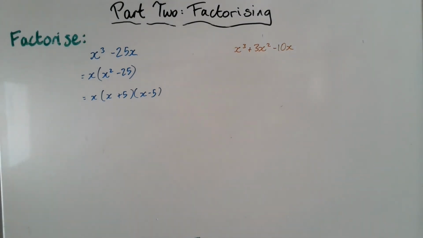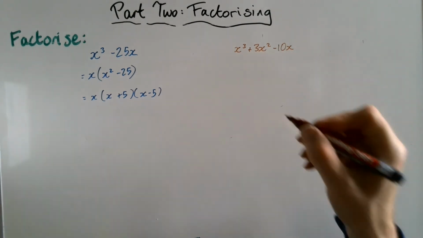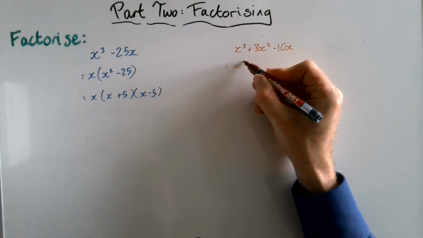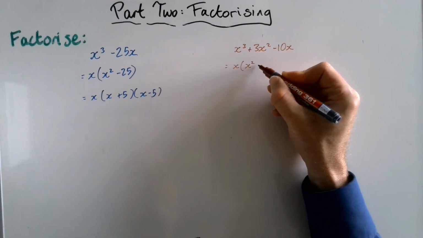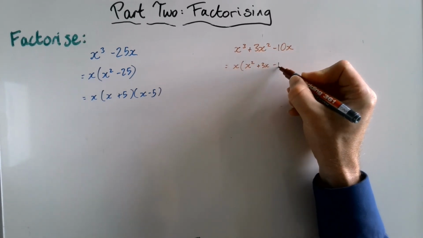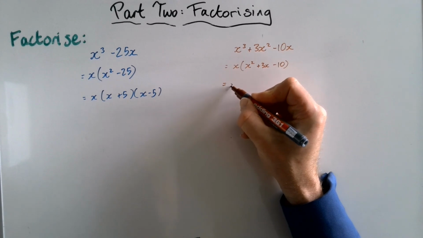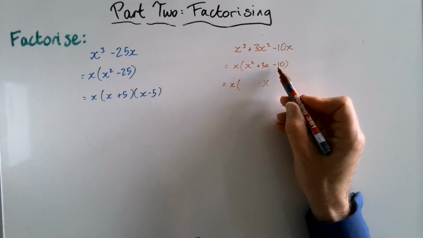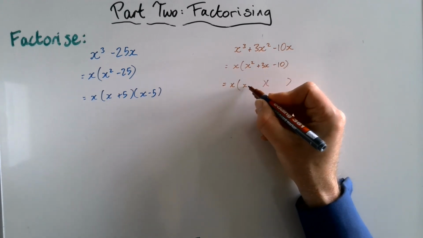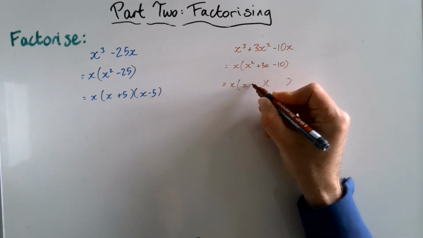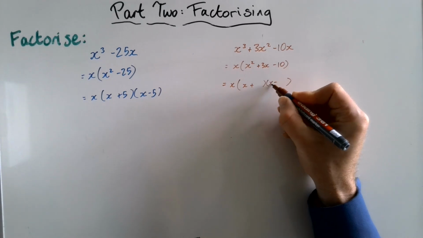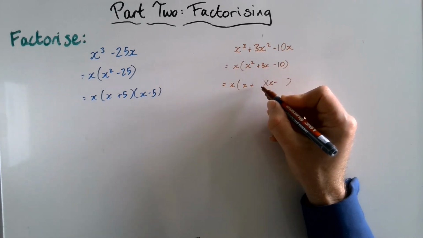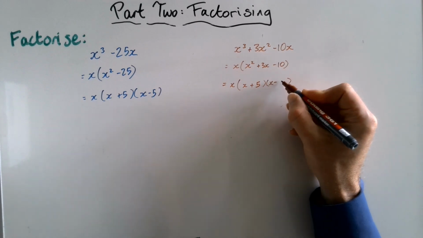Have a little look and see if you can work out what would happen with this one. So we start by taking x out of them all to give us x squared plus 3x take 10. And then we just factorise this into 2. So 5 times 2 is 10. The difference between 5 and 2 is 3, so it'll be plus 5 and take 2.